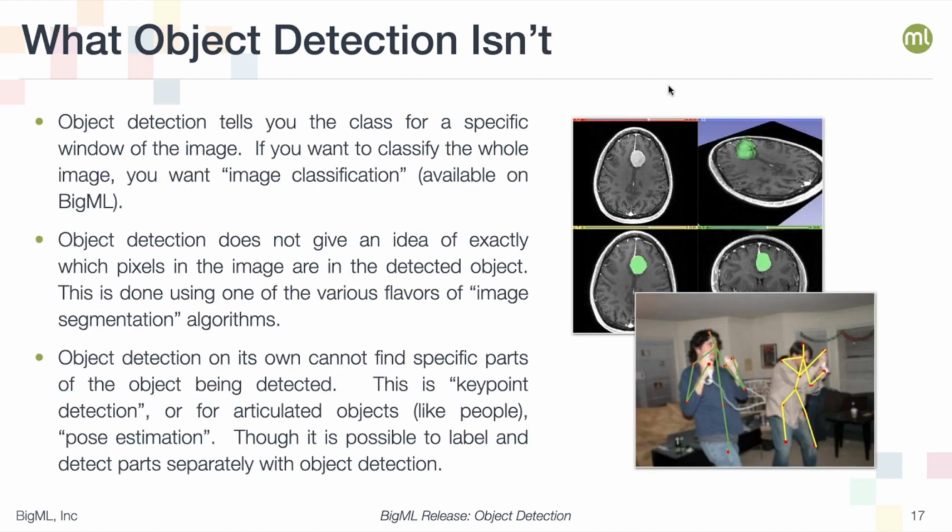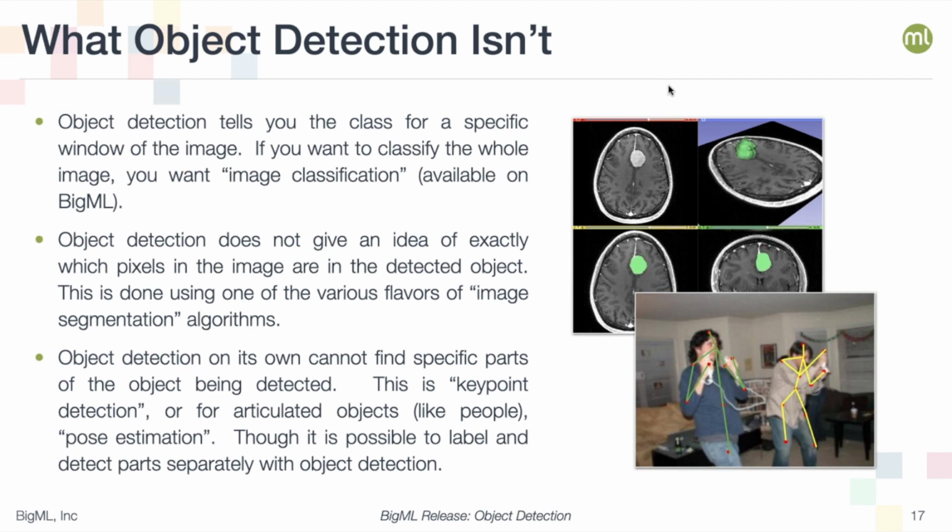So let's talk a little bit also about what object detection isn't. Some of the things that object detection isn't are classification. So if you want the entire image to be assigned a class, you want to know what the class of the entire image content is, that's just image classification, which is already available on BigML. As I said a moment ago, object detection does not give an idea of exactly which pixels in the image are part of the detected object. It only gives you this approximate size and approximate location.